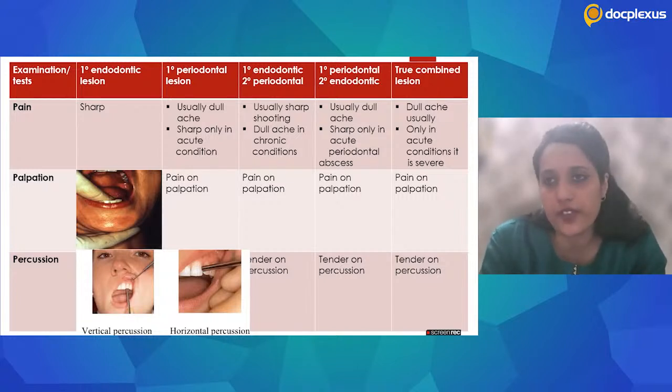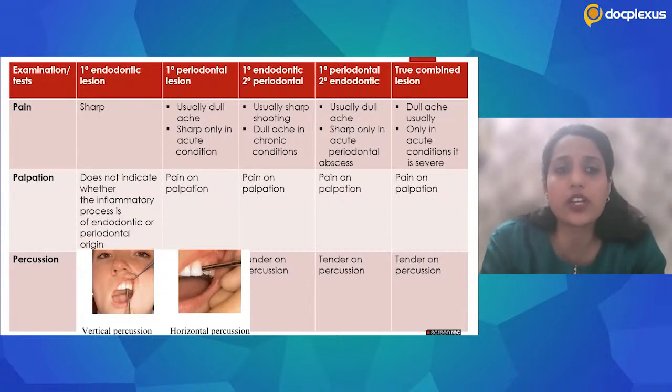Now coming to the palpations. Palpation we usually do with our fingers. We have our gloved fingers, our gloved hands. It will palpate the area around the tooth or wherever the patient is feeling the pain. Usually in primary endodontic lesion, it does not indicate any inflammatory process. Usually it is not that much tender on palpation. In primary periodontal lesions, there will be pain. Definitely the patient is experiencing something. In primary endo, secondary perio, wherever the perio is involved and you're palpating it, in all of the conditions, there will be pain.